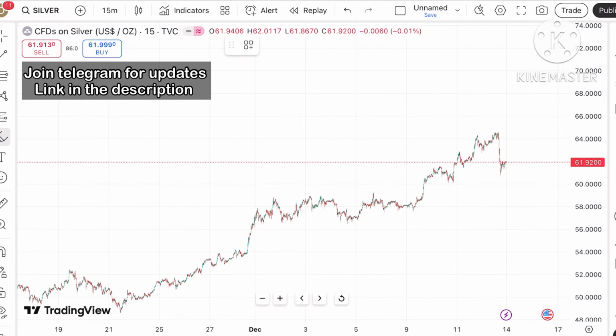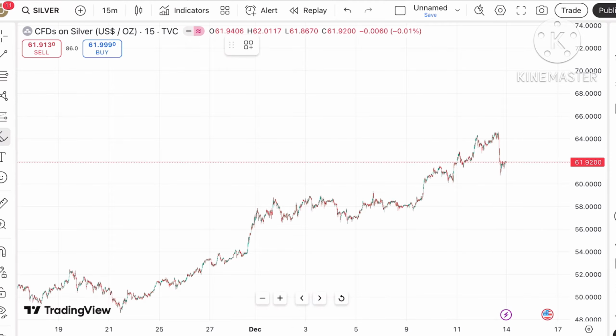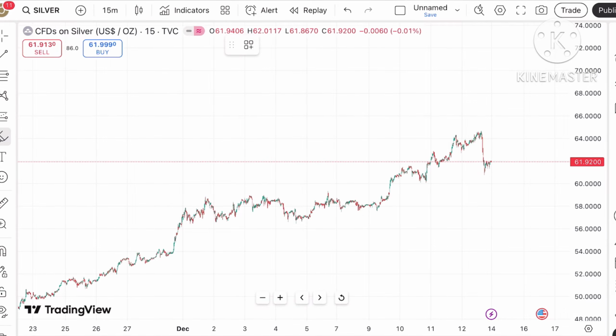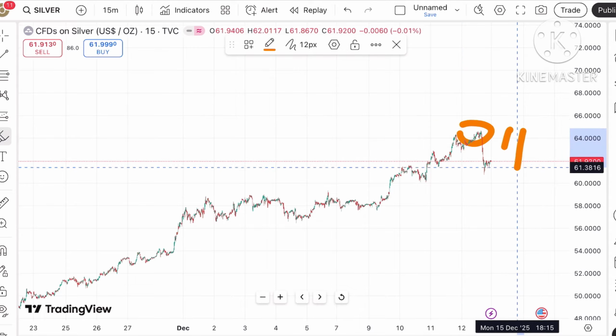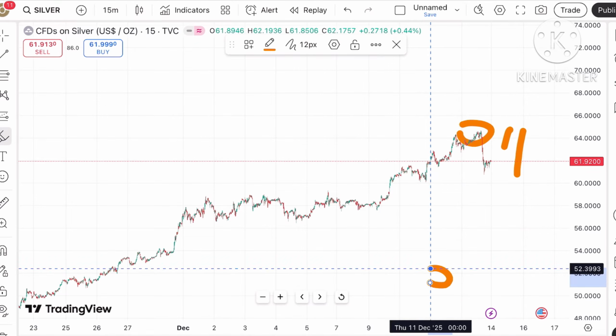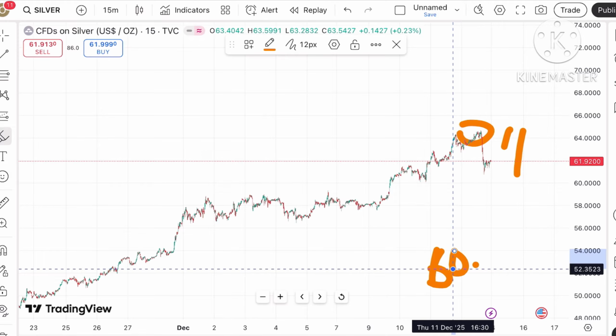If you see the 15 minutes chart, silver is currently trading in a high volume intraday range. As you can see, it has already touched a level of around 64.75, and then it came down. Because profit booking has come at this higher level, it is now trading after making a low of around 60. That means a simple movement of around $4 has come in just 2-3 candles.